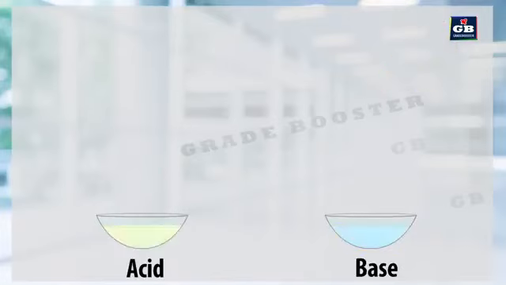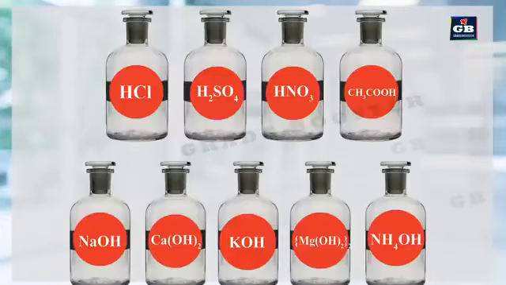When phenolphthalein is added to an acid, there is no color change observed. But if it is added to a base, its color changes to pink. Here we have some chemical compounds. Let us test these compounds with acid-base indicators.